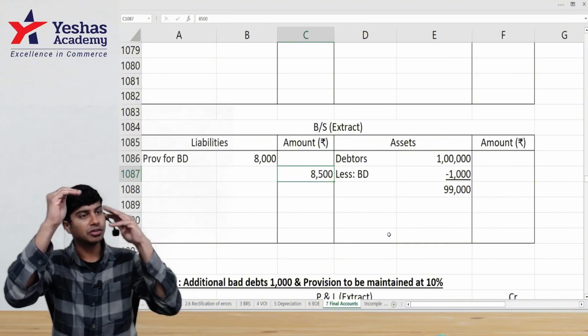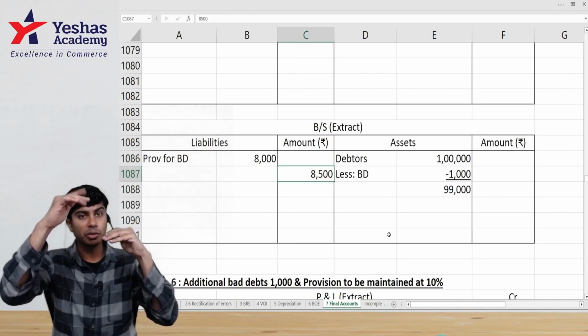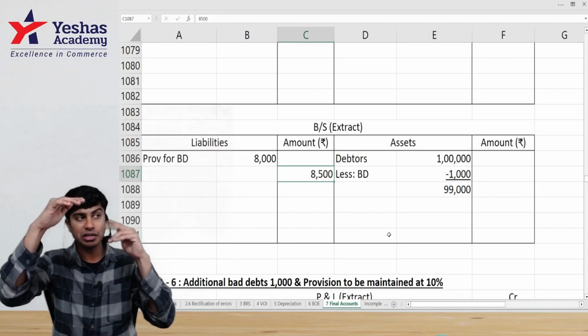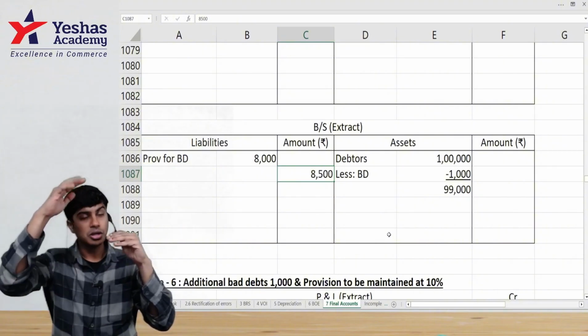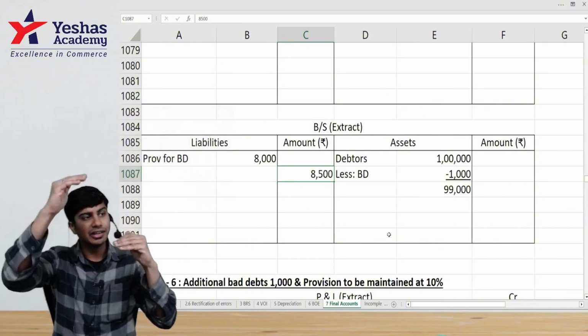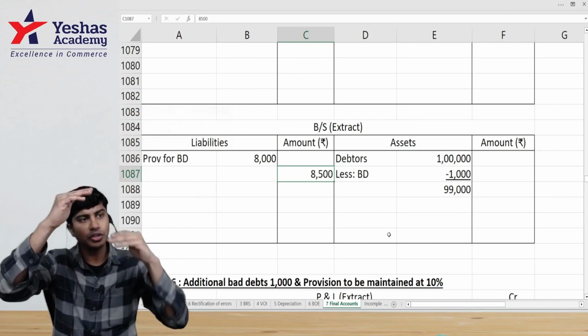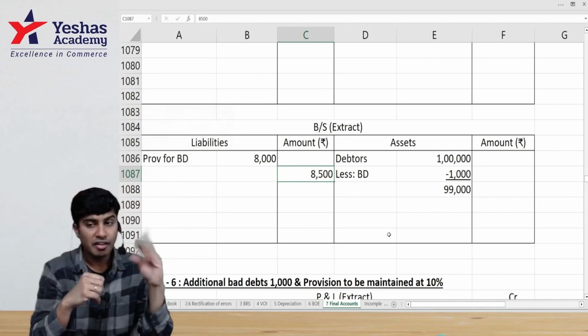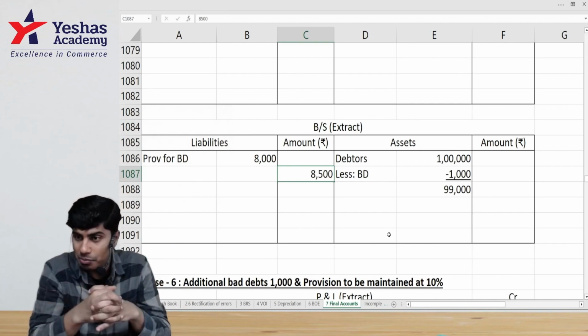How much is the existing provision? 8,000. How much is the provision to be maintained? 8,500. Existing provision 8,000. Provision to be maintained 8,500. So should I increase the provision or decrease it? Increase. From 8,000, I would have to increase my provision to 8,500. 500 rupees, I would have to create additional provision.